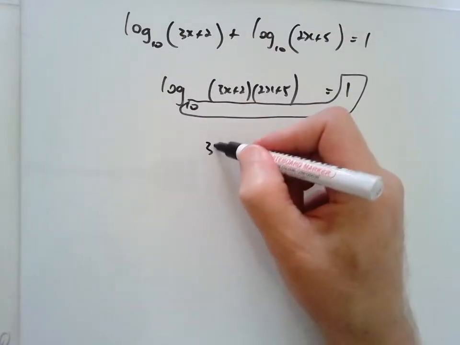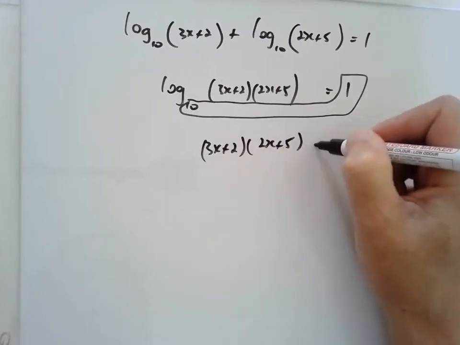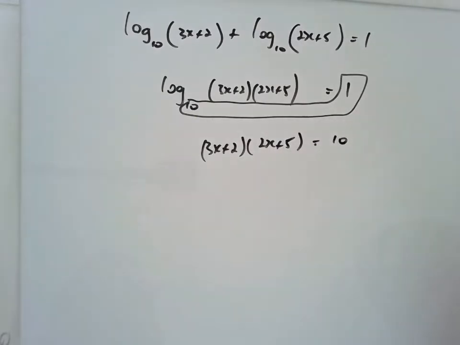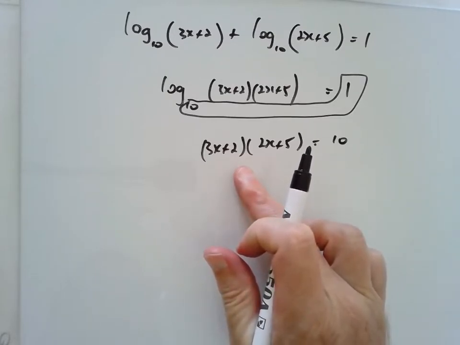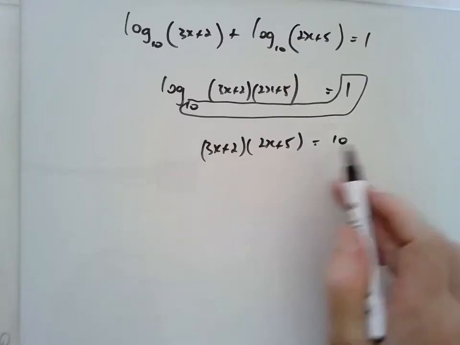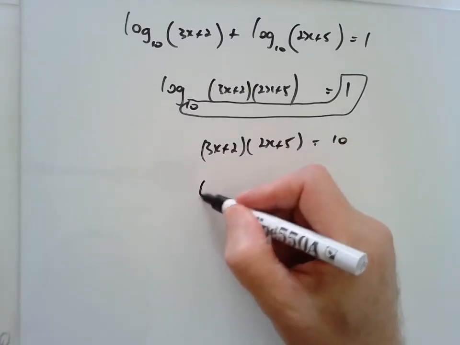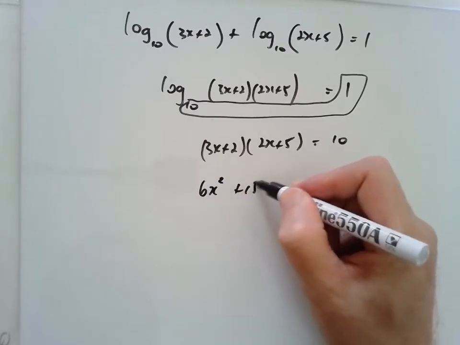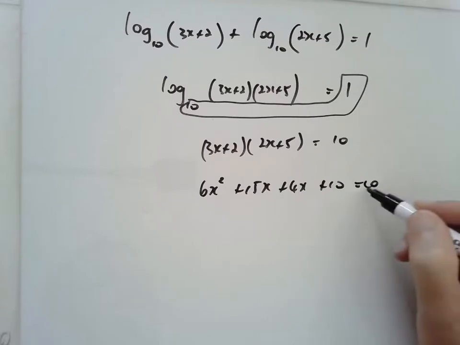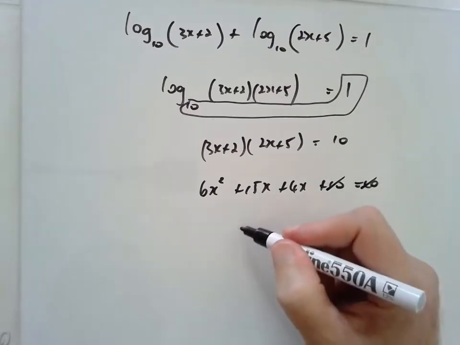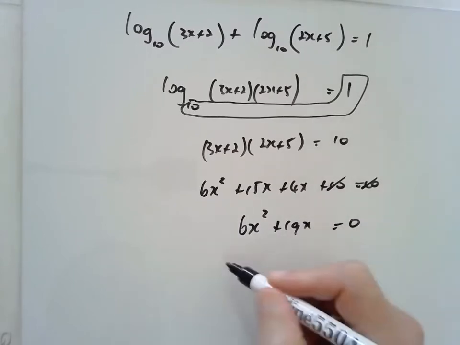So I'm going to get 3x plus 2, 2x plus 5 equals 10 to the 1, which is 10. Quadratic equation. So I'm looking for 2 answers, but I can't apply the null factor law because 10 is not null. So I'm going to have to expand my brackets. Those 10s will go, and I'm left with 6x squared plus 19x equals 0.